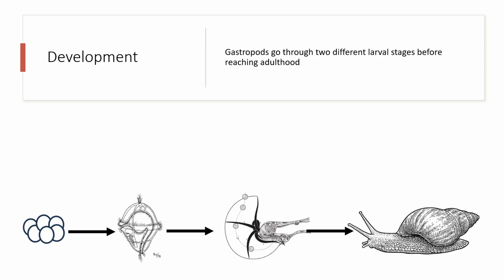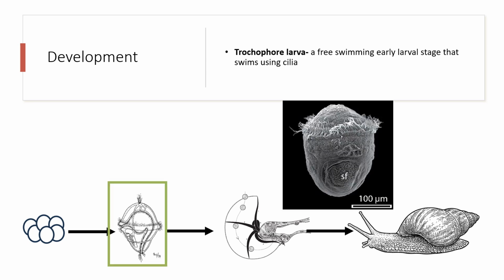Once the eggs hatch, they go through 2 larval stages before they become an adult snail. The first stage is a trochophore larva. This is a small, simple larva with cilia that it uses to swim around. Remember, snails are in the bilateria, so at some point in their development, they have bilateral symmetry. This trochophore larva is the only place where we see that before they have that torsion.